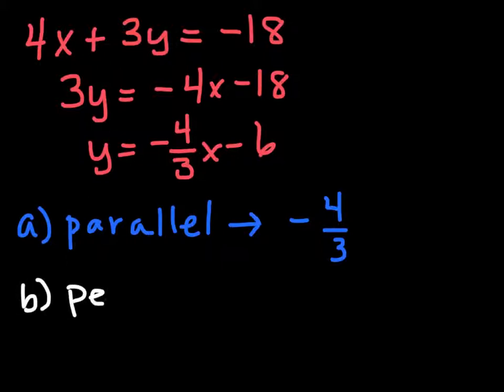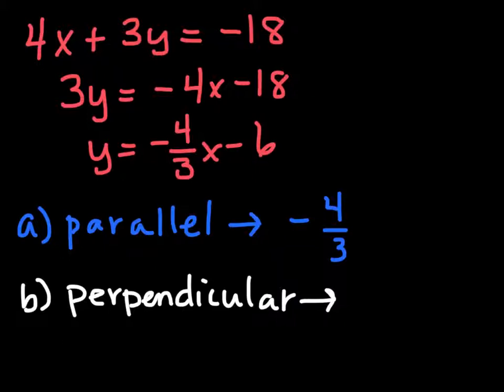Now let's find one that is perpendicular. If the slope of the given line is negative 4/3, then our slope of a perpendicular line is going to be the negative reciprocal. So we know it's going to change from being a negative to a positive, so we can just leave that blank. And our reciprocal is 3/4. So if our line has a slope of negative 4/3, a line perpendicular to that line will have a slope that is 3/4.